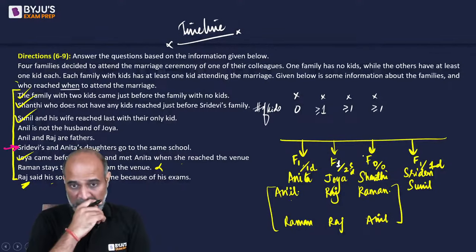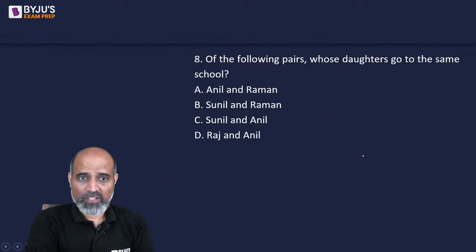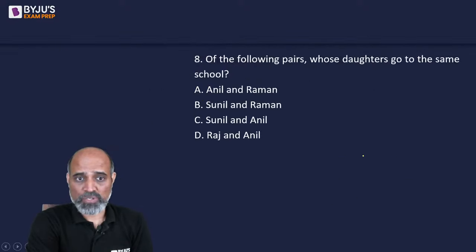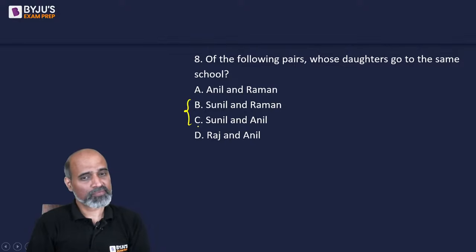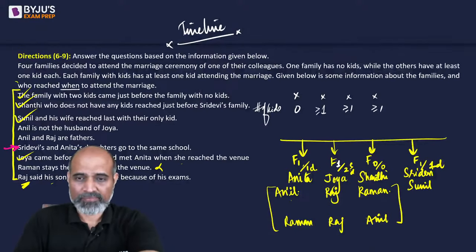Anyway, whatever it is. So Anita and Sridevi, right? So we can have Sunil and Anil and Sunil and Raman. We have both the options. Yes, they are the fathers. That's what I have done. The mothers' names I have already written. After that I have written a little.